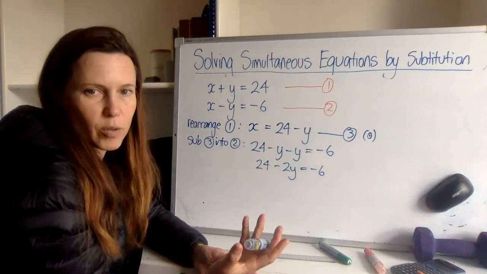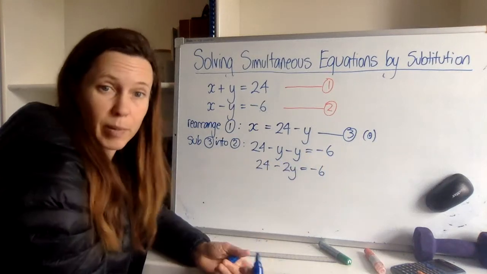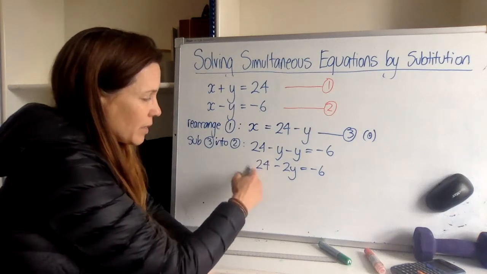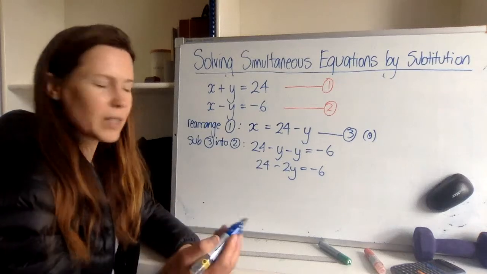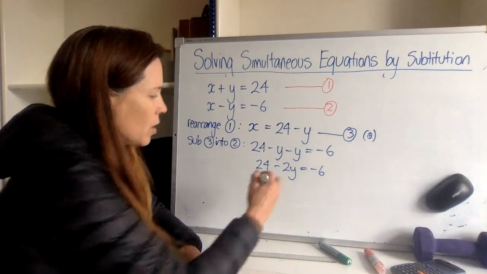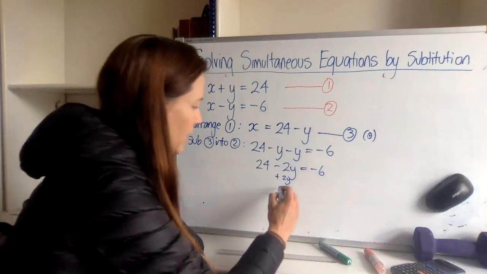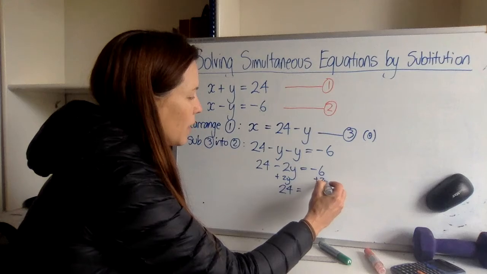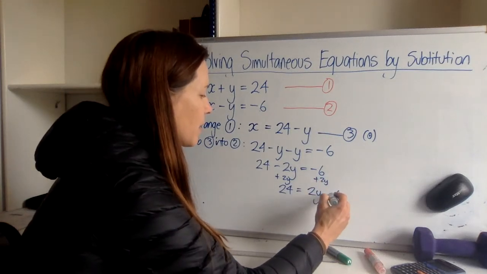There's a couple of ways you could proceed here. You could add 2y to both sides so that my 2y is positive. You could also subtract 24 from both sides to disappear that. I'm going to actually add 2y to both sides so that I'm not dealing with so many negative numbers. So if I add 2y here, that'll disappear the 2y's. I'll just have 24 on its own. But I'll have to add 2y over here, and that will give me 2y minus 6.